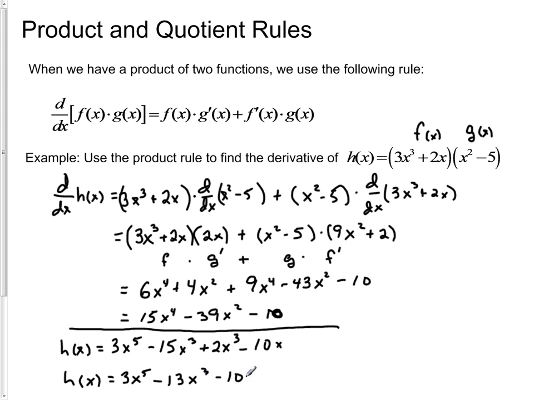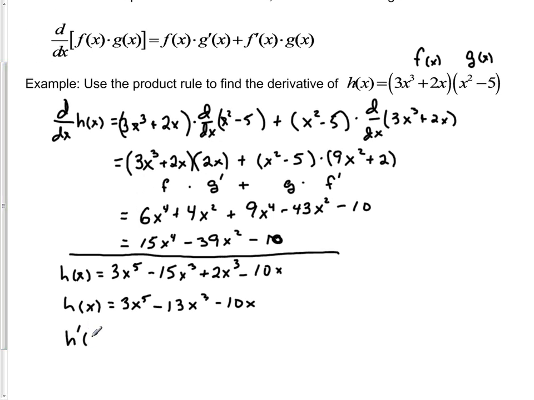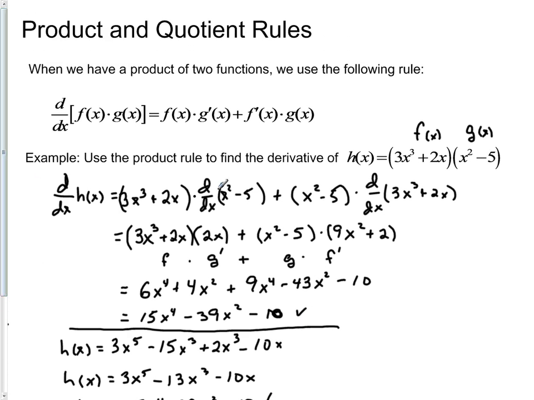minus 10x. And so if we take our derivative of this expression, here's what we see. H prime of x is 3 times the derivative of x to the fifth, which is 5x to the fourth, so that's 15x to the fourth, minus 13 times the derivative of x cubed, that's 3x squared. 13 times 3 is 39x squared. And 10 times x, the derivative of x is just 1, so minus 10. And so you can see that we're getting the same result both ways. And in a lot of cases, especially with some functions, dealing with the product rule form is a lot easier.